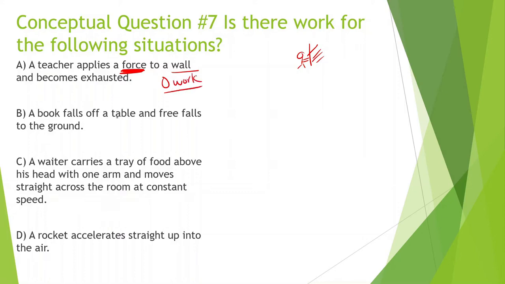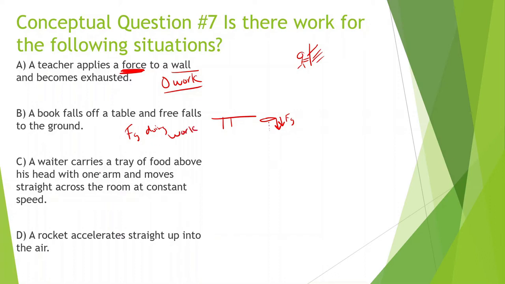Okay? Next one. A book falls off the table and free falls to the ground. Is there work for the following situation? So what we have is a book. The book is falling down like this. Is there work? There is actually going to be work. Force of gravity is going to be pulling it down, and it's also going to be moving down. So we can see gravity is doing work. So in this case, force of gravity doing work. Okay?